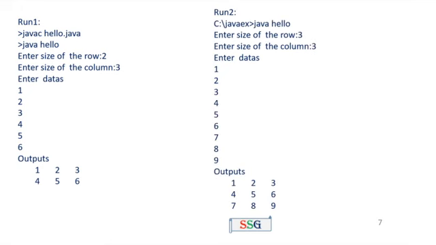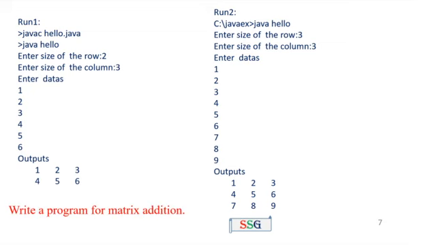Then the second example: size of the row is 3, size of the column is 3. Enter the data for the elements: 1 2 3 4 5 6 7 8 9. Total number of rows is 3, total number of columns is 3. That's a 3 cross 3 matrix. The output is displayed in matrix format: 1 2 3 4 5 6 7 8 9.